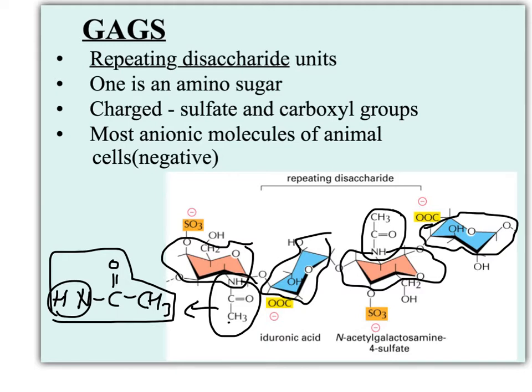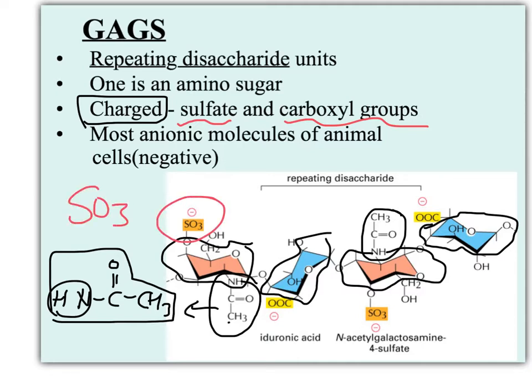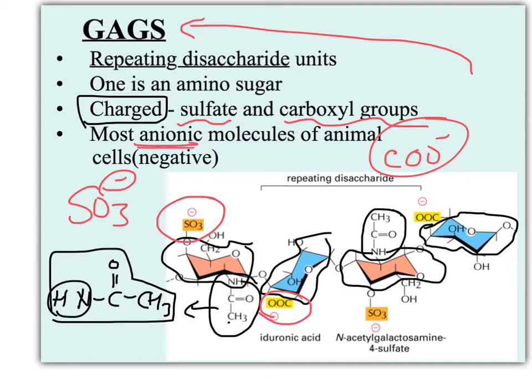But the really, really important part of this is the charged groups that are attached to these sugars. There are two charged groups, sulfates and carboxyl groups. So a sulfate group shown here, right, an SO3 with a negative charge, and this carboxyl group, a COO minus, right? You should know how to draw those structures. Those are very, very important because of the negative charge they provide the GAGs. So think of the GAGs as the most negatively charged molecule in animals.